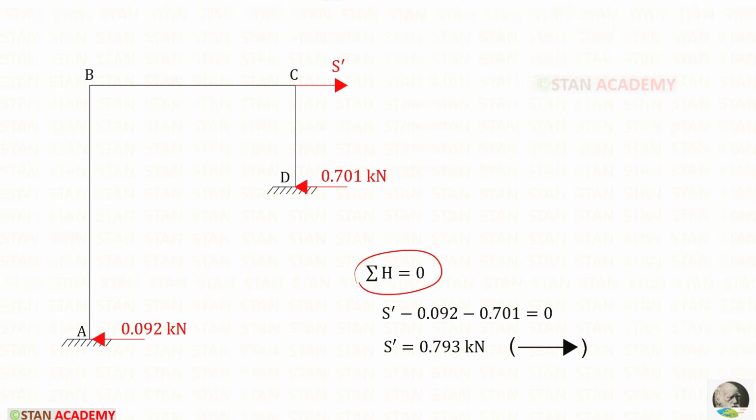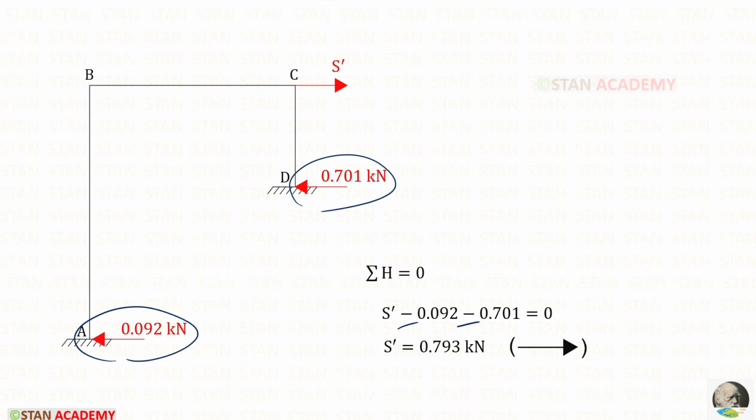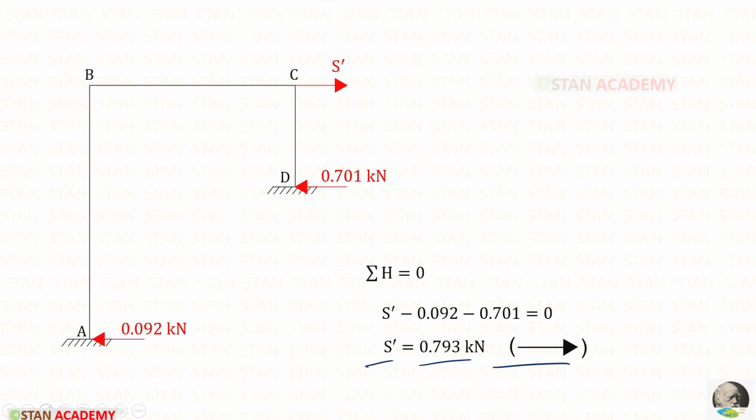Now let us apply this rule and find the sway force S dash. These two are acting towards the left side, so both of them are negative. This is acting towards the right side, so positive. For S dash, we will get 0.793 kilonewton, and it is acting towards the right side.